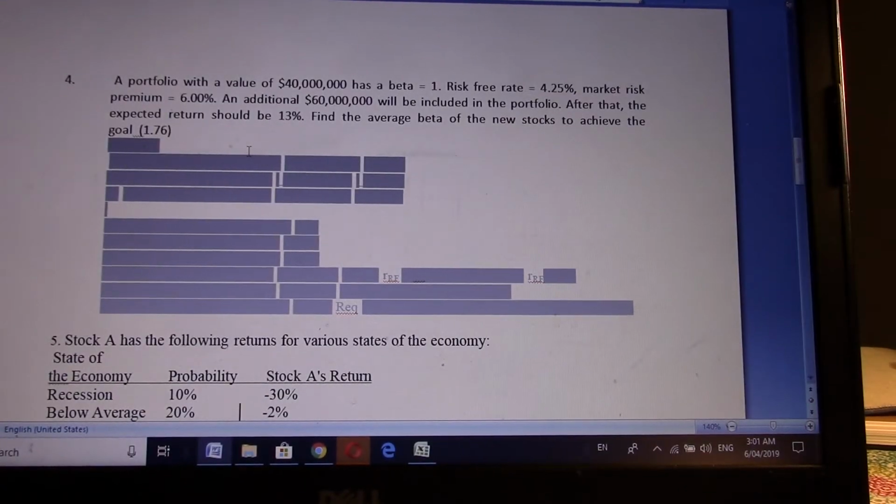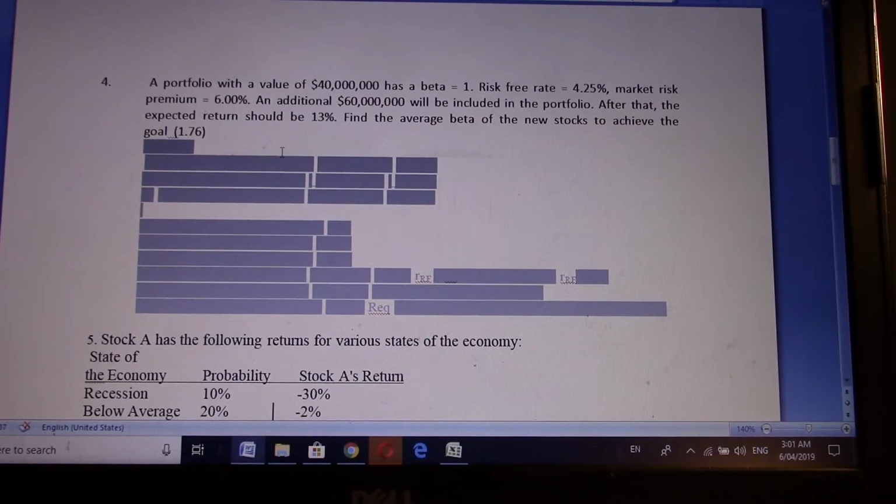Question number 4 is a little bit complicated. The portfolio's value is $40 million, and the beta of the portfolio is 1, and the risk-free rate is given. The market risk premium, which is the market return minus the risk-free rate, is given, and an additional $60 million will be included in the portfolio. After that, the expected return should be 13%. Find the average beta of the new stock to achieve this goal.